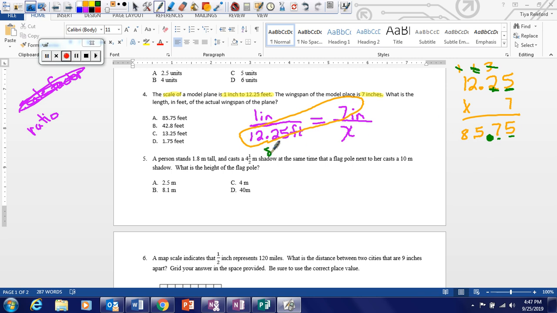So what we have is 85.75 equals 1x. Now, can I divide by 1? Of course, but any number divided by 1 is itself. So you don't even have to divide by 1.